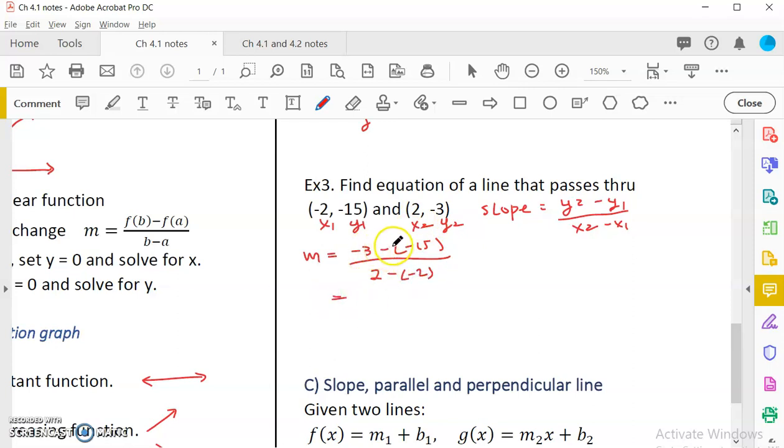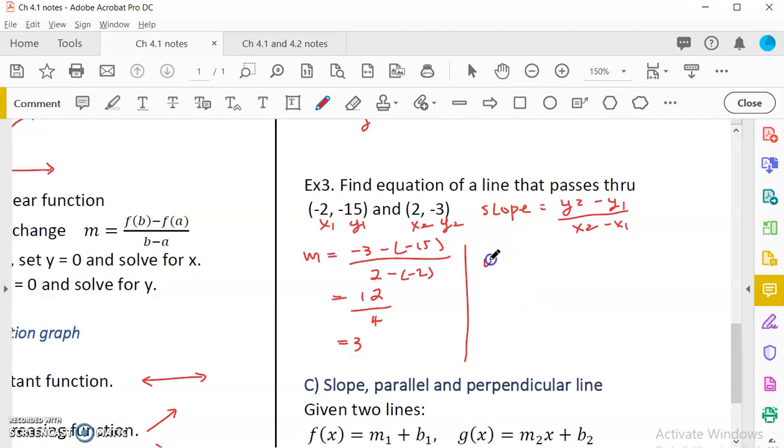So that would be negative 3 plus 15. That would be 12, right? 2 plus 2 is 4. So the slope is 3. Okay, that's very good. It's still 3. And then I want to do the equation, right?